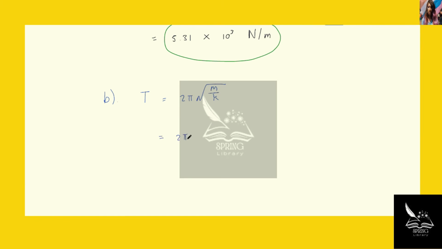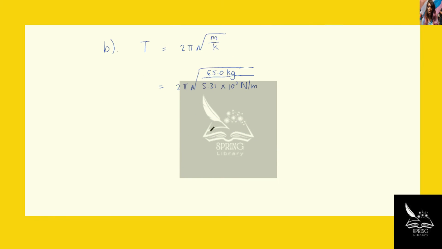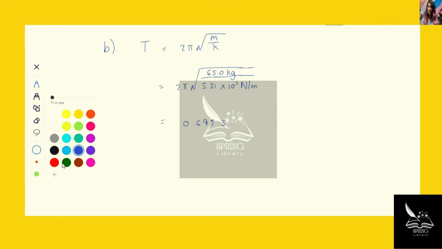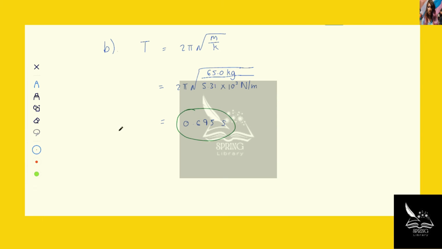So that's 2 pi times the square root, the mass we know is 65 kg, over the spring constant, which we've calculated as 5.31 times 10 to the 3 newtons per meter. And calculating, we get the period of oscillation of the fish to be 0.695 seconds. So that's our second answer.